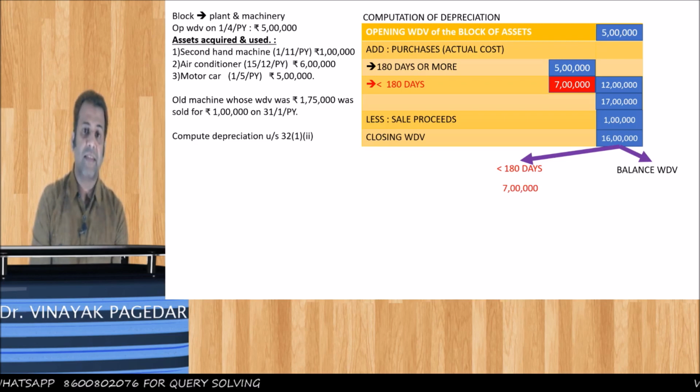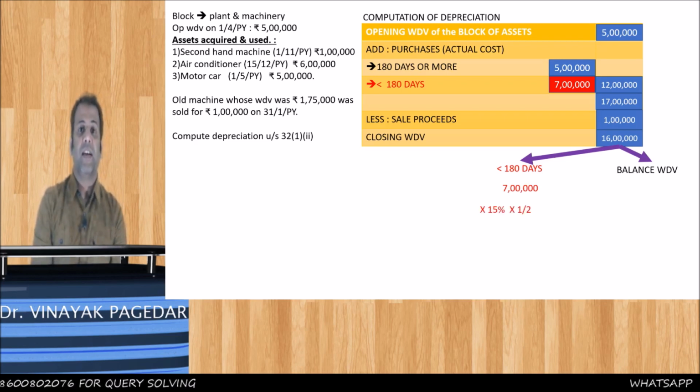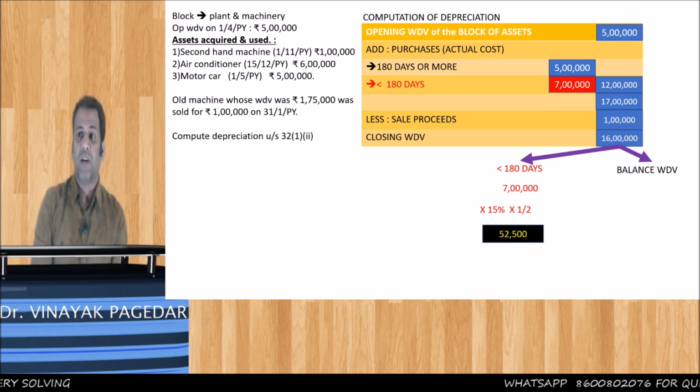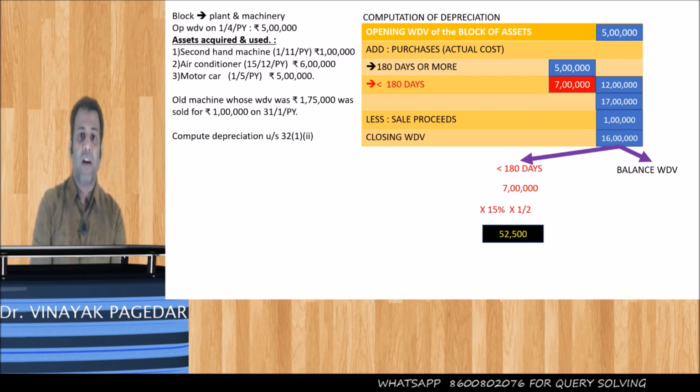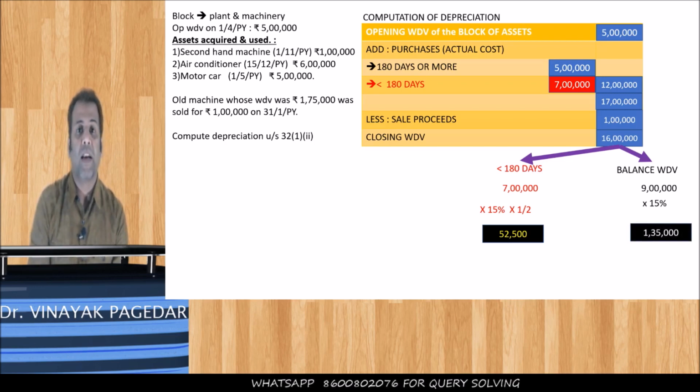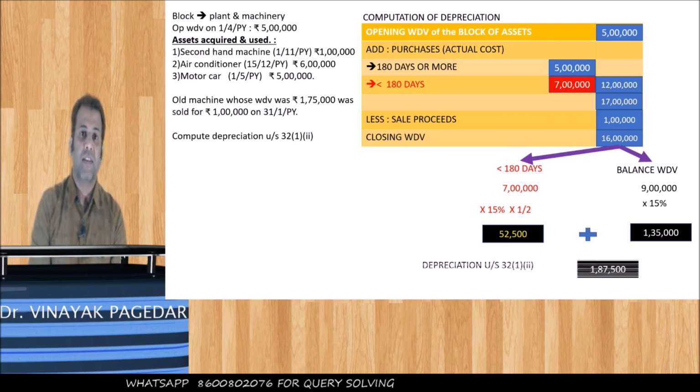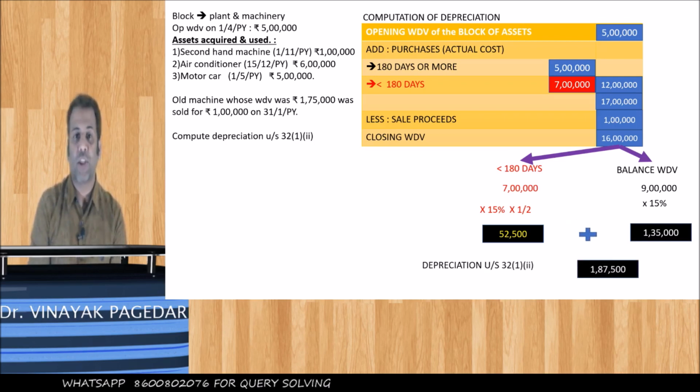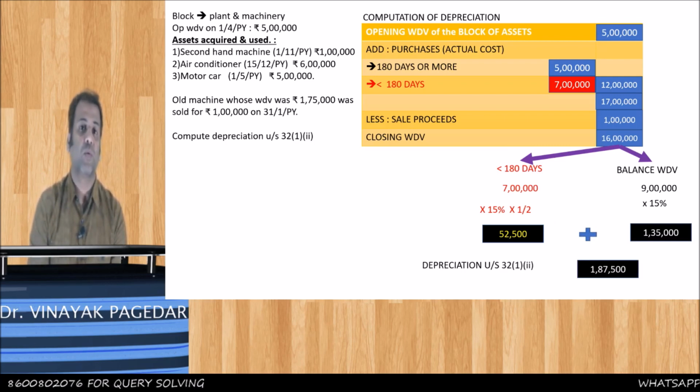On the 7 lakhs, you will get 15% into half. How much does that come to? You do a calculation. How much does that come to? 52,500. And on the balance 9 lakhs, at 15%, 1,35,000. Add both. This is your depreciation under section 32(1)(2), 1,87,500. I hope you've understood this.